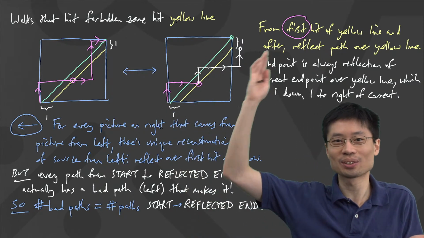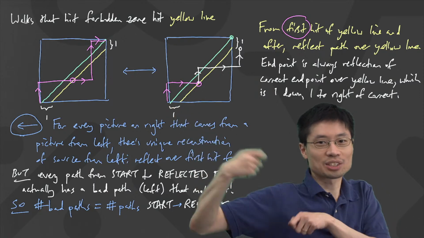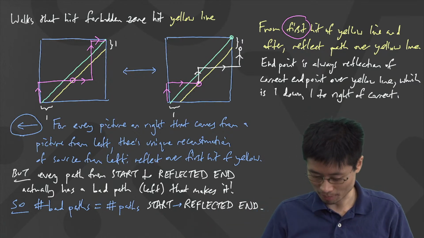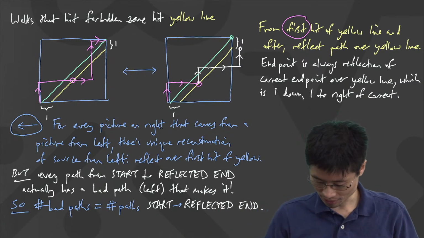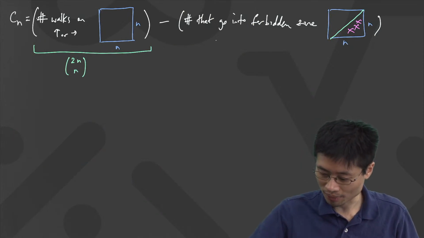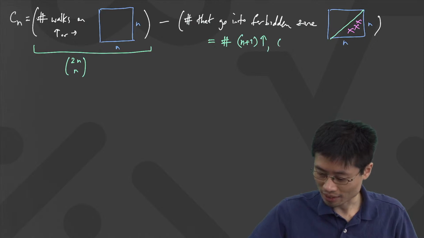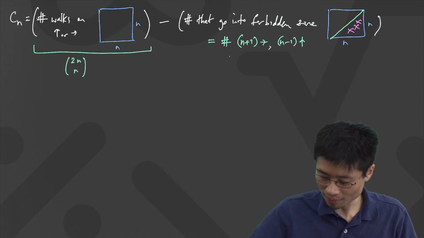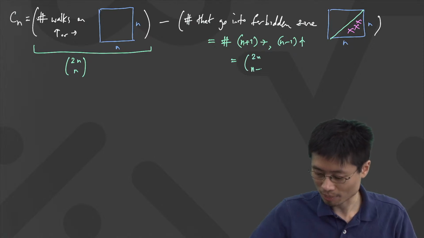It's like I've got 2n total steps still, but now I have an extra to the right. So it's like I have n plus 1 rights and n minus 1 ups. So let's do this. Previous thing. Over here on the right-hand side, it is just the number of ways. This is equal to the number of ways to do n plus 1 rights and n minus 1 ups. And that was equal to 2n choose n minus 1, or n plus 1, whichever is your favorite.